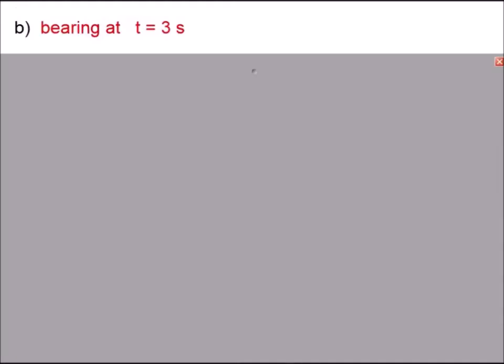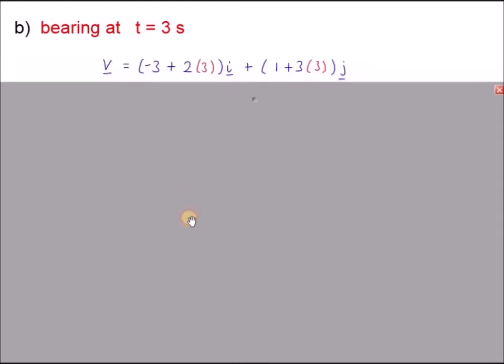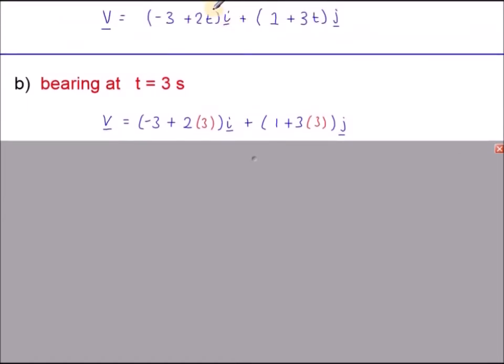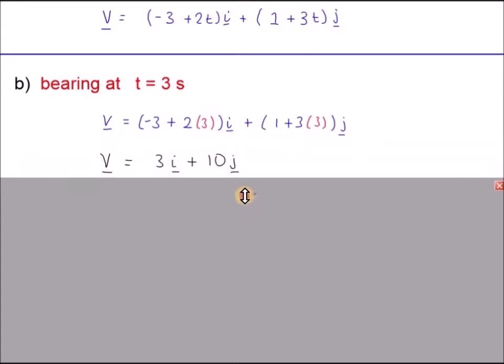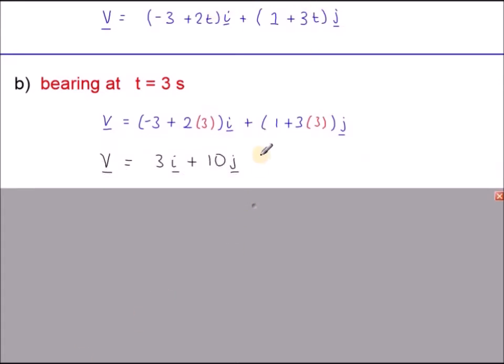Now we want to work out the bearing of the particle at t equals 3 seconds. So we start off with our velocity vector, which was this. We substitute in t equals 3 here and simplify. So now we have the velocity vector at t equals 3 seconds.